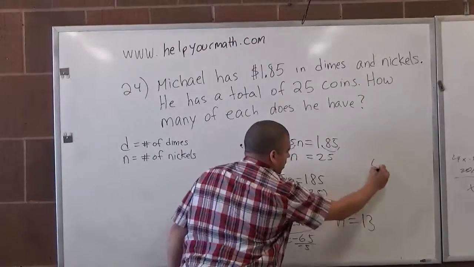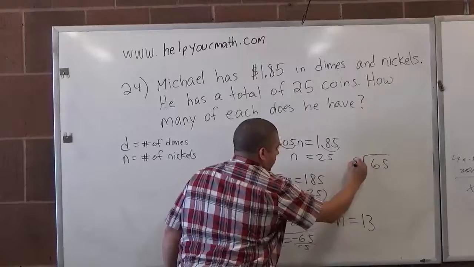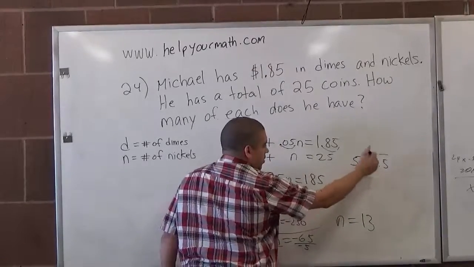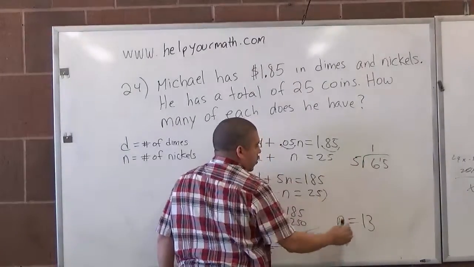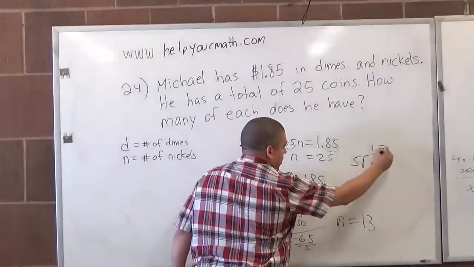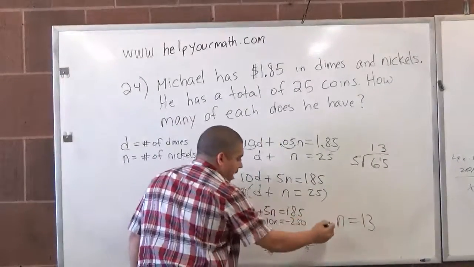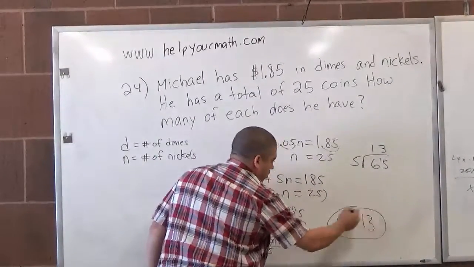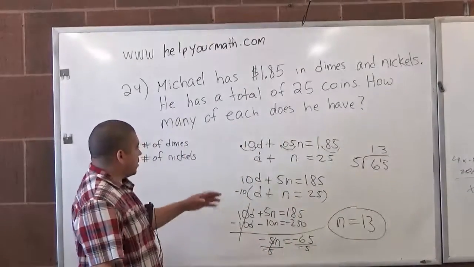Let's see what that is. 65 divided by 5. So 5 goes into 6 one time with 1 left over, and 5 goes into 15 3 times. Okay, so now we've gotten one of the variables. We got 13, but we still need to find the other one.